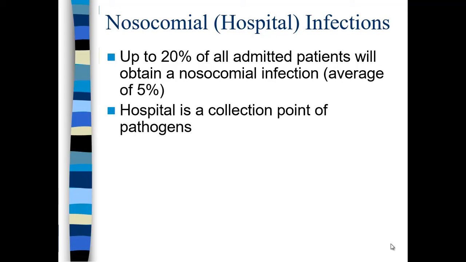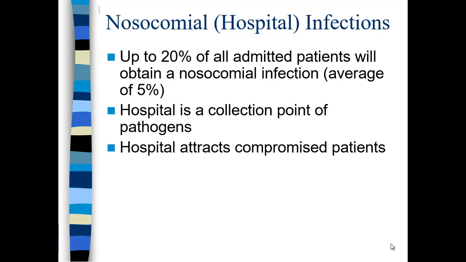And this is just because a hospital is a collection point of pathogens. Diseased people with communicable diseases go to hospitals. And so this can be a problem. Hospitals also attract compromised patients who, when exposed to infectious agents, will more easily get the disease. This would be the elderly, pregnant women, people who are run down, who are taking different treatments like chemotherapy that expose them to different pathogens.